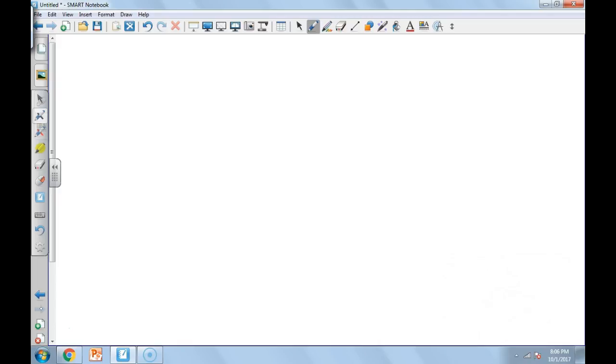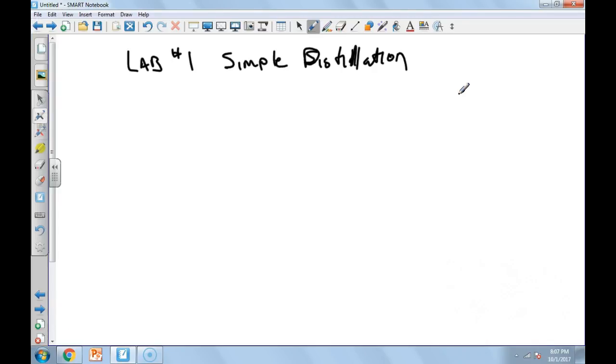So let's look at what an analysis will look like. Of course, it'll have its heading, lab, whatever, and I'll use lab 1 as my example. Okay, lab 1, simple distillation. For the analysis, and I can't say this enough, if I could embed this in your brain like they do with Neo in the Matrix, I would do it.